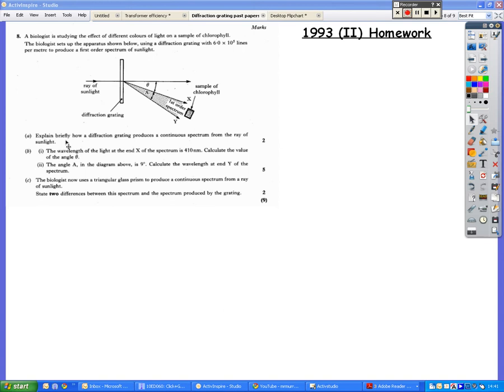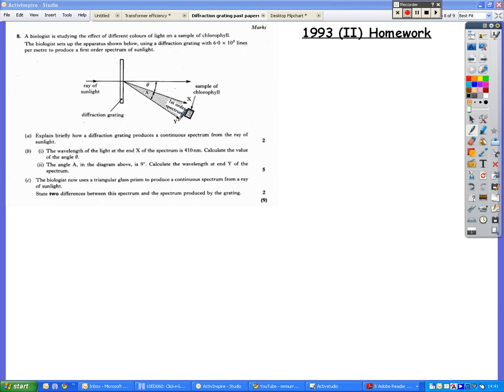Now the answer to this is quite lengthy, so I won't bother writing it down. So the diffraction grating diffracts the different wavelengths of white light, which is basically what gives you this spectrum. Red light is diffracted the most, violet is diffracted the least.